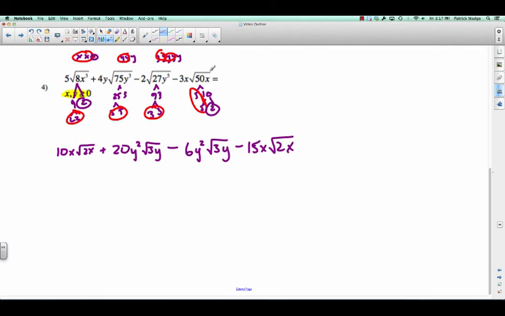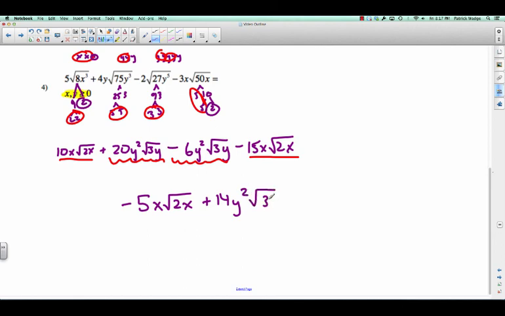Okay, we should have some like terms, I hope, or like radicals. 10x root 2x and 15x root 2x. So we got 10 of those, taking away 15 of those, so you're left with negative 5 of those. And then we've got 20y squared root 3y, take away 6y squared root 3y. So 20 of them, positive 20, take away 6, leaves us with positive 14y squared, square root of 3y. And that is our answer.